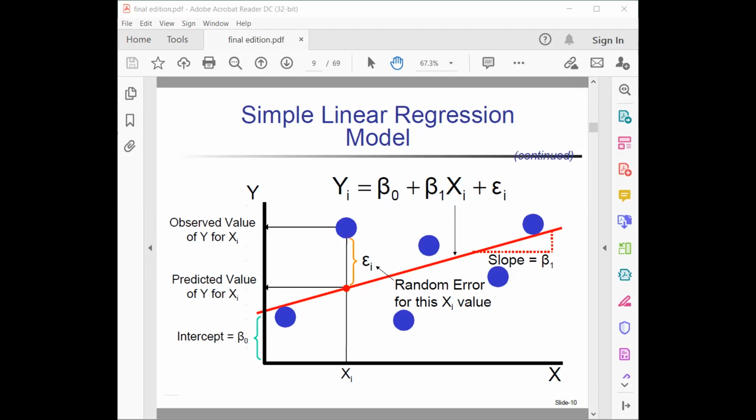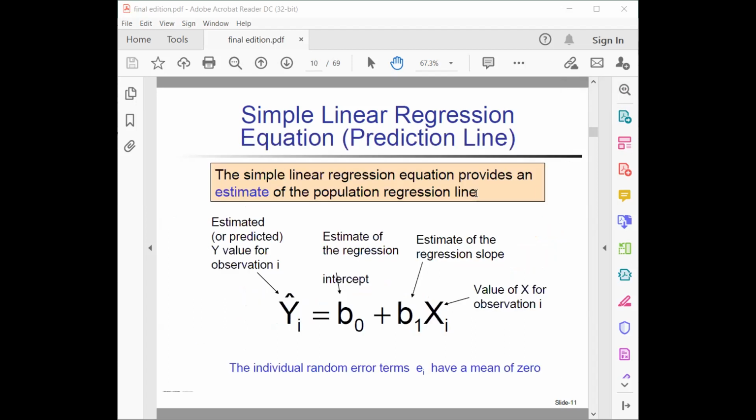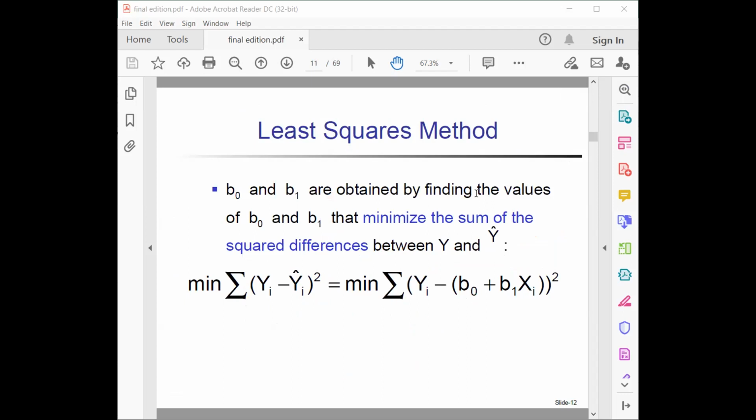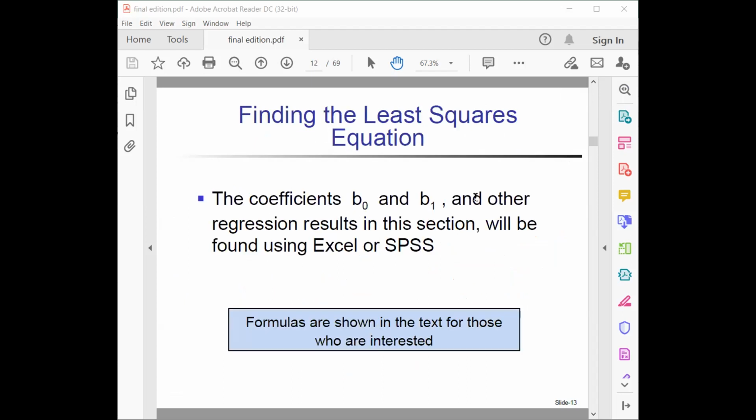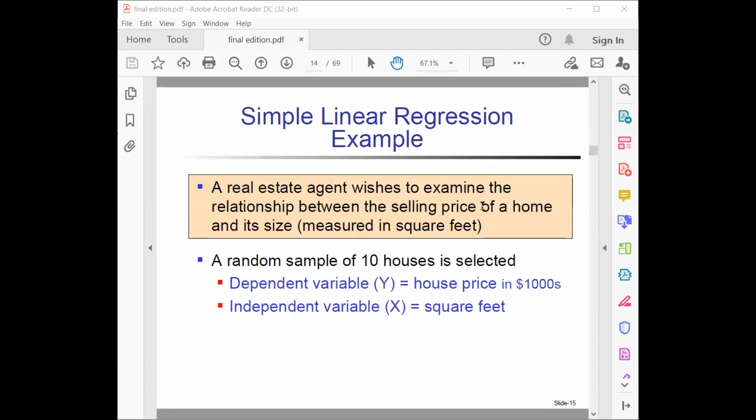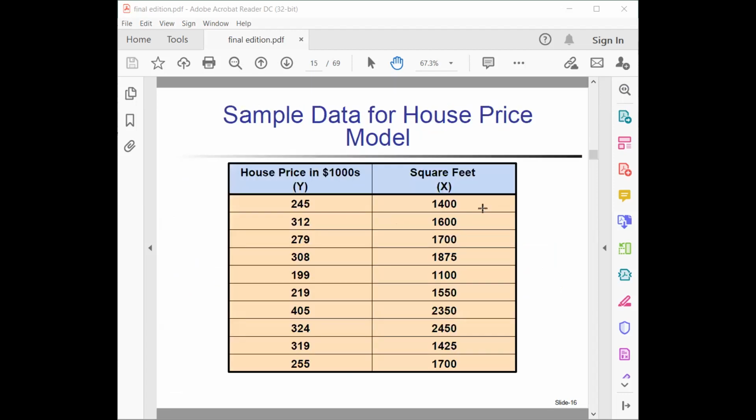Okay, I hope there is no question about this. And then, okay, let's move forward to this sample data.